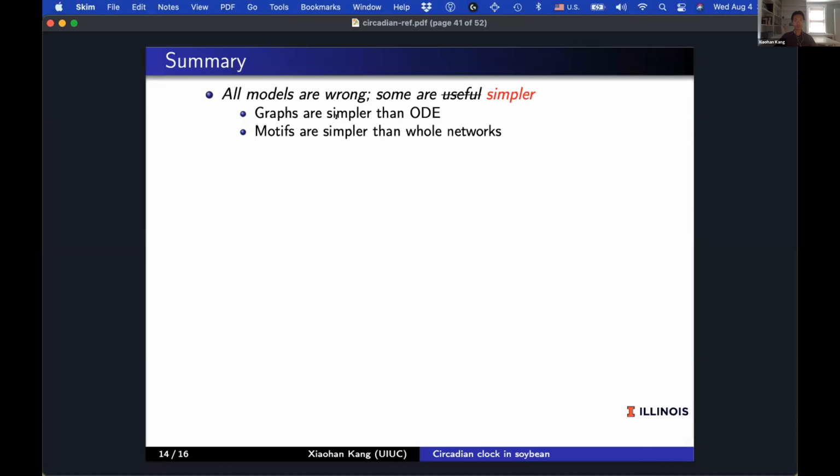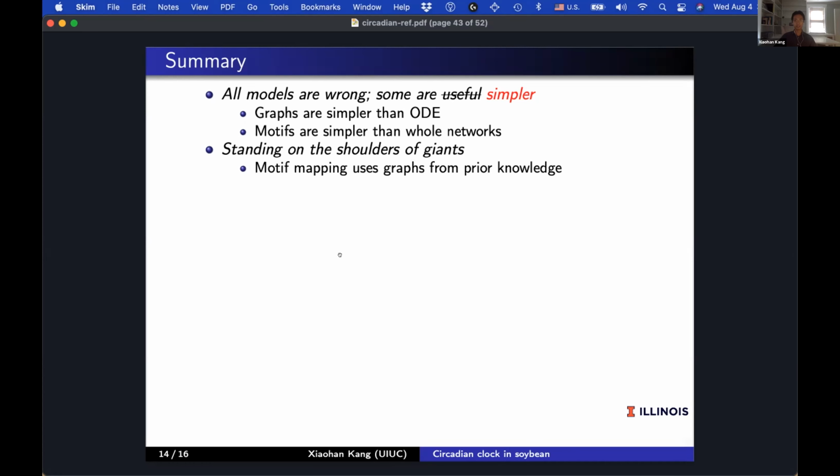And by focusing more on the simpler models, we hope that it can give us more insight, and we can actually get something useful from the very limited data that we have. And another saying is standing on the shoulders of giants. So we wanted to make use of all the information that we have, including all the prior knowledge from different sources, and that's what the motif mapping is trying to do. It's trying to take everything from different sources and summarize that by an average graph.